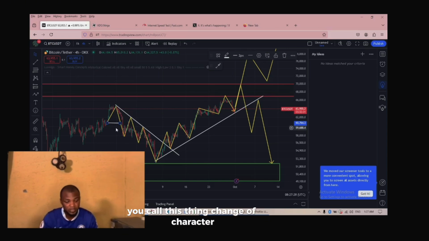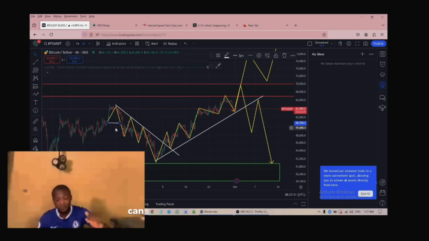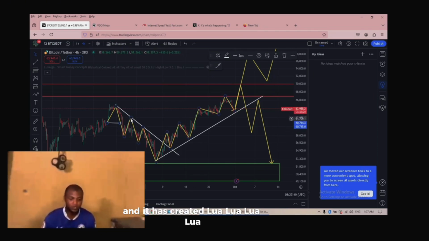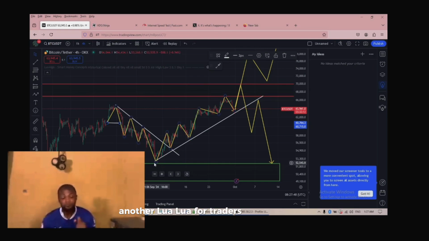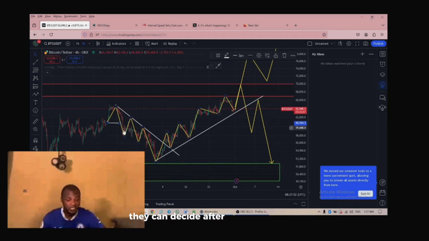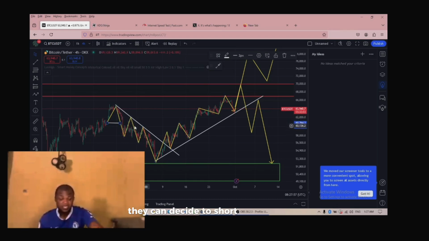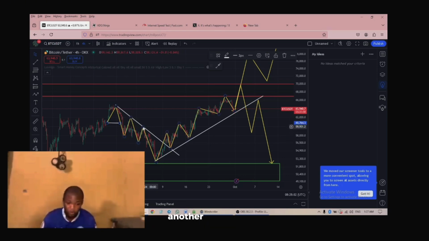We call this thing change of character. The change of character can either go up or it can come down. So this particular one is a change of character and it has created a lower low. Creating a lower low now makes it create a lower high, another lower low, a lower high, another lower low. For traders who are scalpers, because it's a 4 hour trend, they can decide after this lower high to short the market from there. Then it will create another lower low, another lower high.